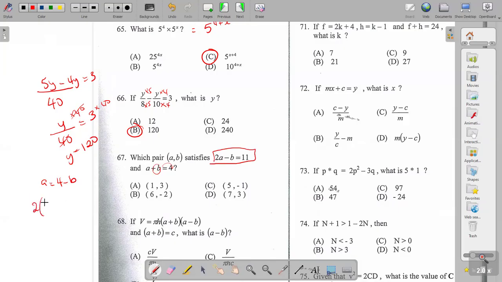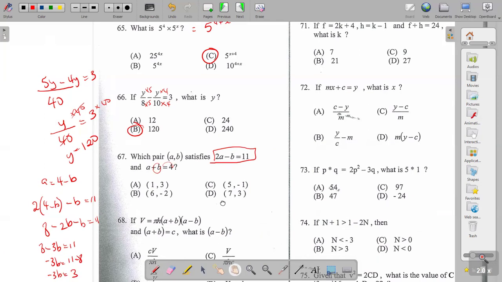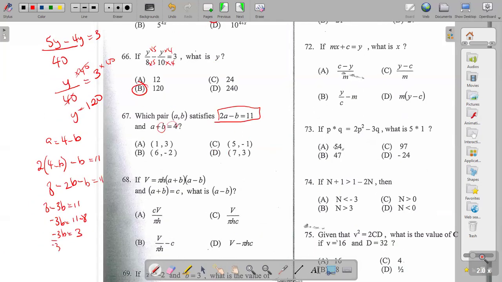So instead of 2A, we're going to have 2 times 4 minus B, minus B is equal to 11. So that would be 8 minus 2B minus B is equal to 11. So when we subtract, we would get 8 minus 3B is equal to 11. So minus 3B is equal to 11 minus 8, because we bring over the 8. So minus 3B is equal to positive 3. So we divide by negative 3 on both sides. So B is equal to negative 1.